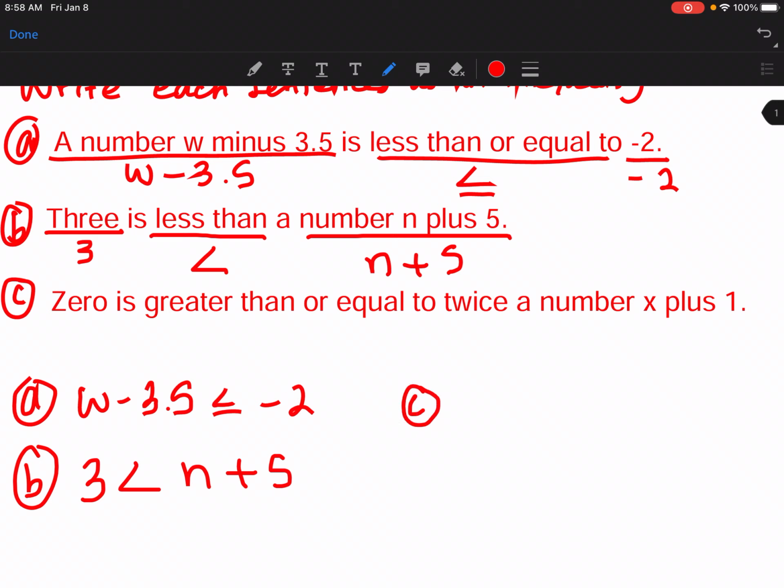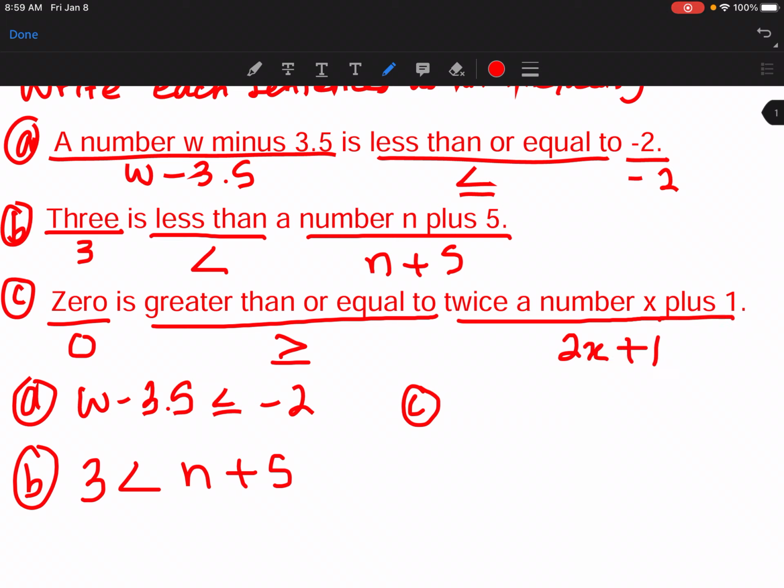And then for letter C, we have 0 is greater than or equal to twice a number x plus 1. So 0 is greater than or equal to twice a number, 2 times that number, so 2x plus 1. So I should have 0 is greater than or equal to 2x plus 1.